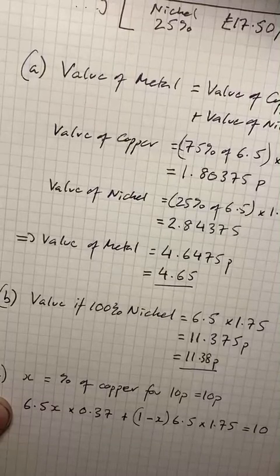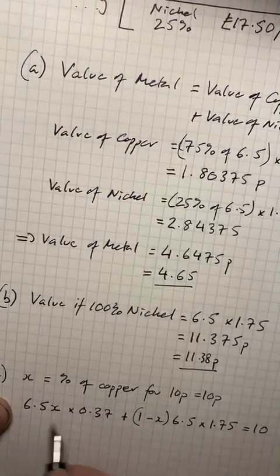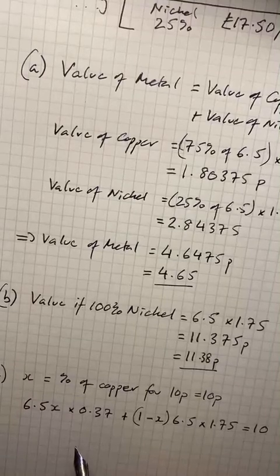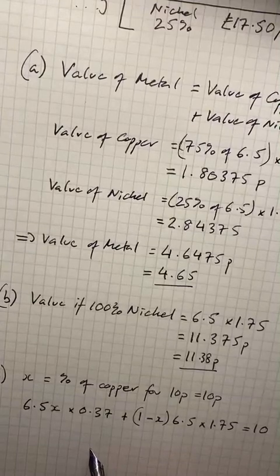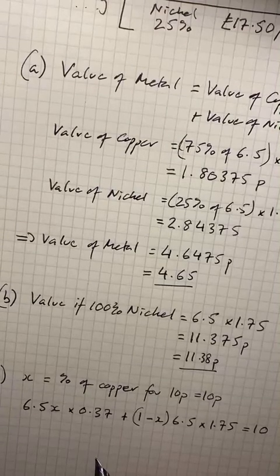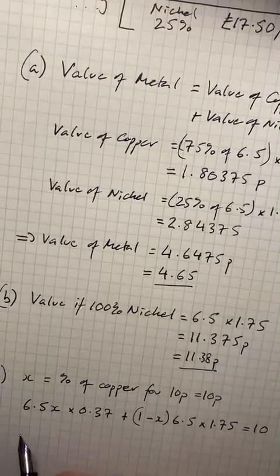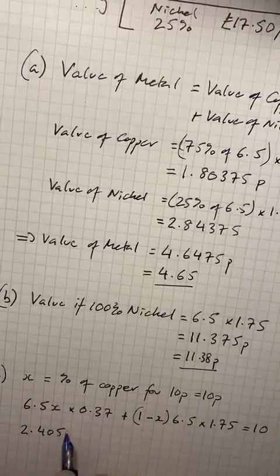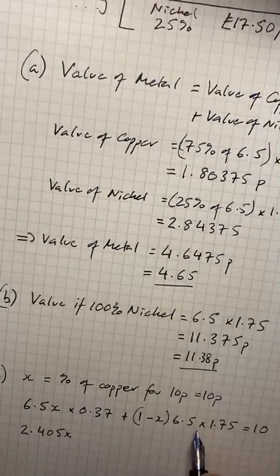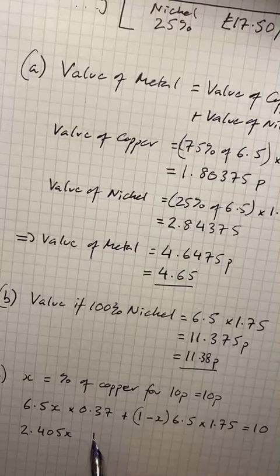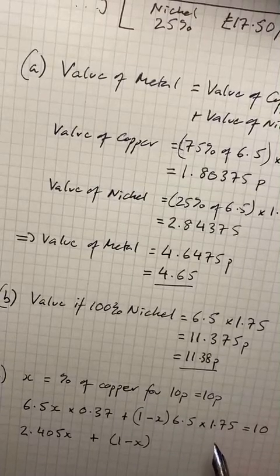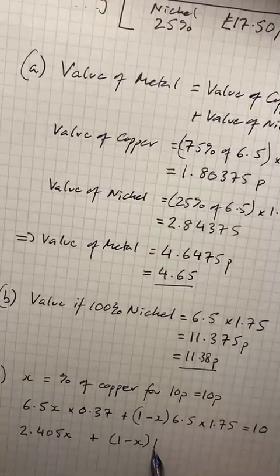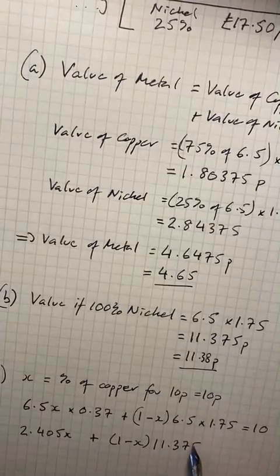It's a slightly ugly looking thing. Let's see if we can simplify it a bit. So this bit is 0.37 times 6.5, which is 2.405. So 2.405x plus, I'm going to keep that in brackets for the moment, 6.5 times 1.75, which we've just done, is 11.375, equals 10.